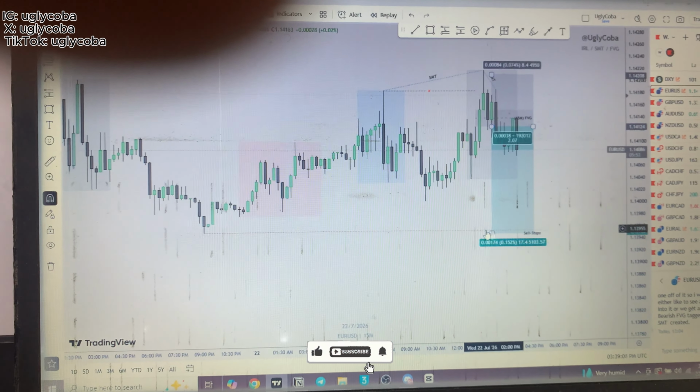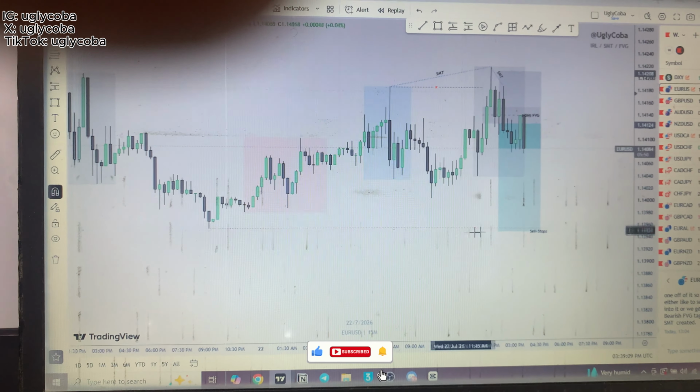So I'm looking for this low to be swept. I'm looking for price to target this low.